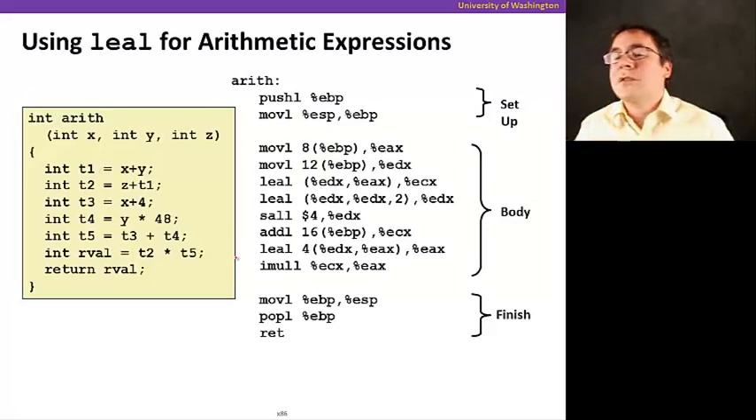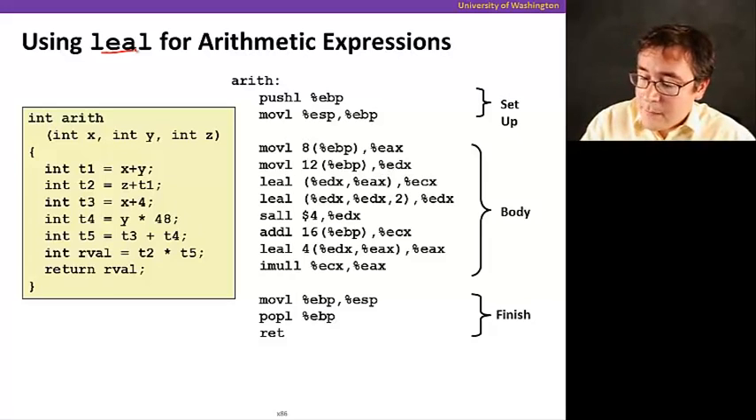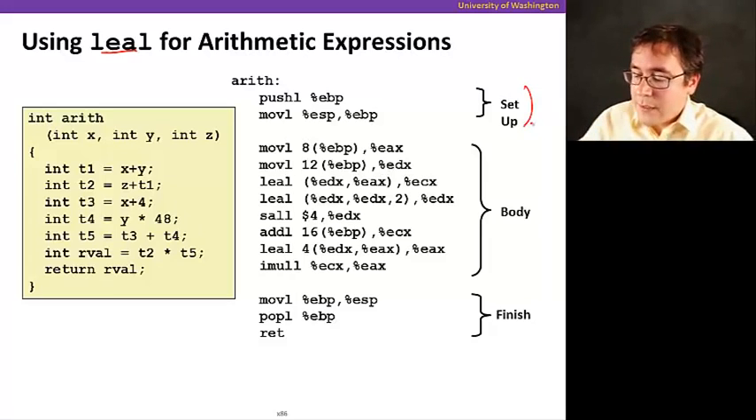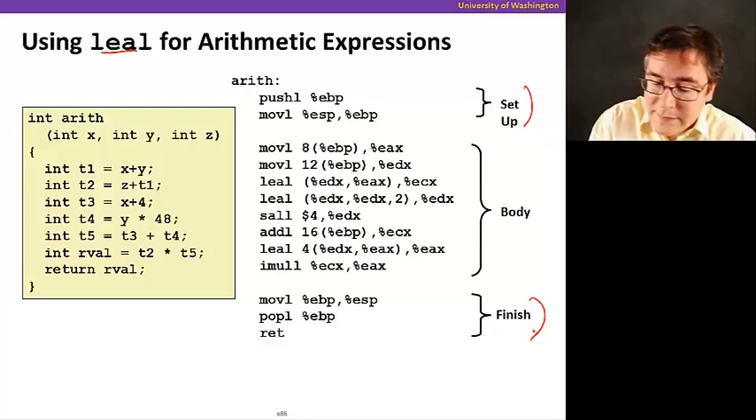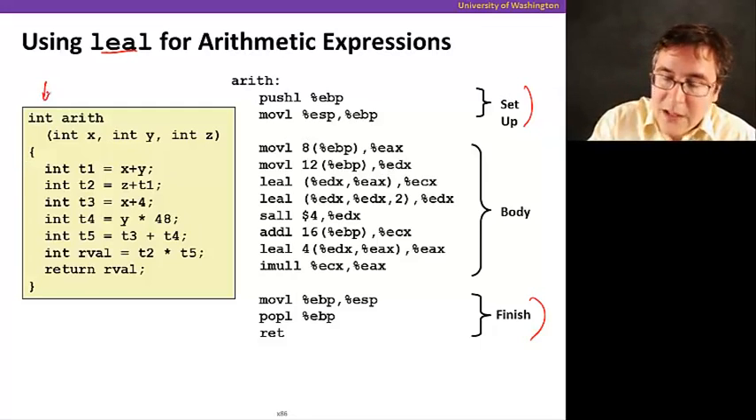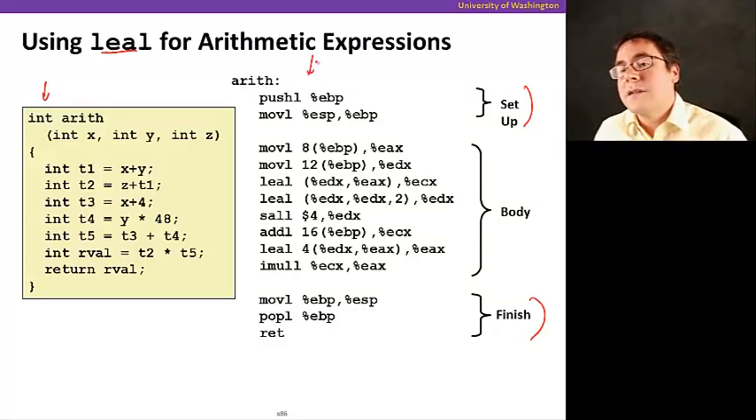Now let's put everything together in an example that uses lea and some other instructions as well. Recall that we have the setup that's just saving the stack pointer, and then finish is just restoring the stack pointer and returning. This is the C code that we are implementing here. Let's see how this works.